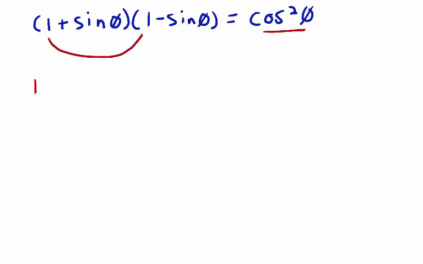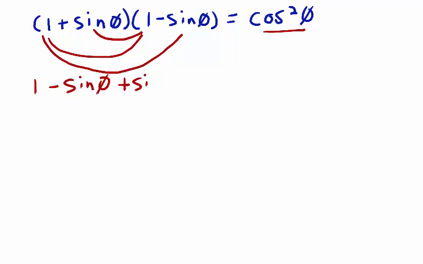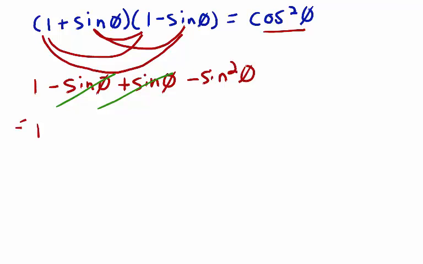So I have 1 times 1, 1 times negative sine theta, sine of theta times 1, and negative sine squared theta. The two middle terms cancel out, and I'm left with 1 minus sine squared theta.